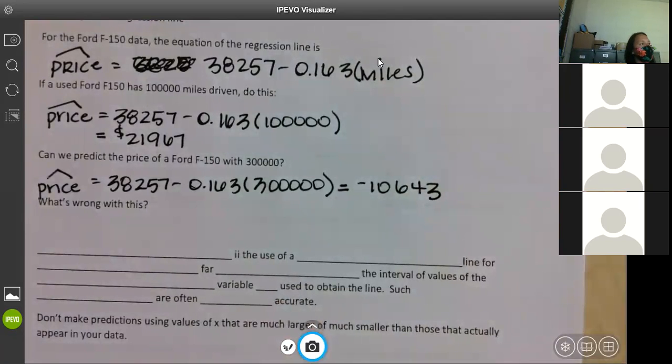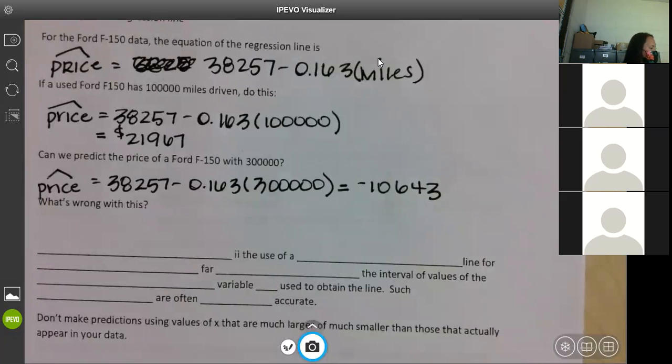What's that saying? Your clock's not working. Negative amount of money. Scrap it. Yeah, but what does that mean? If it's negative 10,643, it's worth a negative amount of money. That means you buy it and they pay you to take it. Right, so that means if I wanted to get rid of this truck, I would have to pay you to get rid of it. That's exactly what that means. Does that happen? No, that's not going to happen.